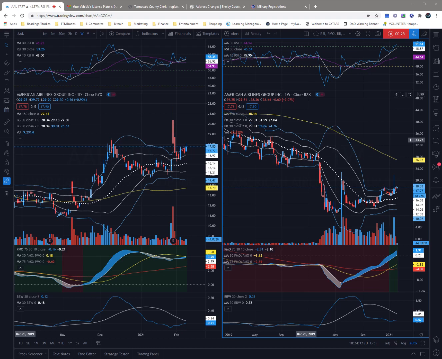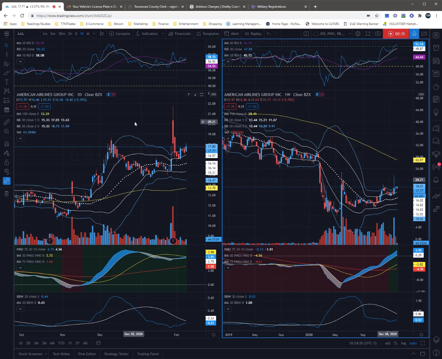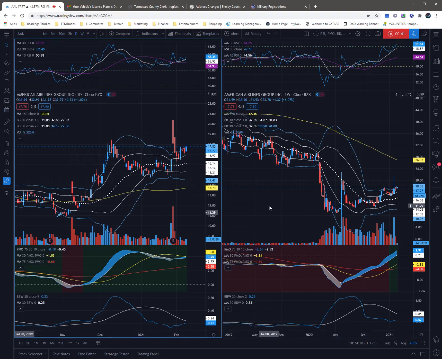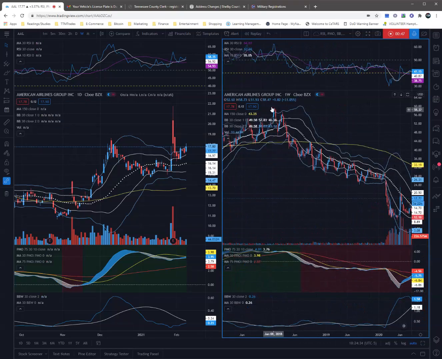I just took a few call options in American Airlines just based on the setup. Very beautiful setup here for a nice breakout to the upside. So what we have here is the weekly and the daily chart. We'll take a more long-term view and then a day-to-day view. Just looking at American Airlines, you can see that it peaked out here at 58.